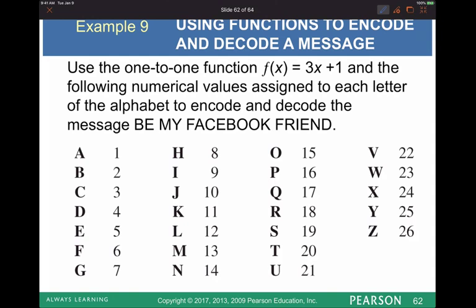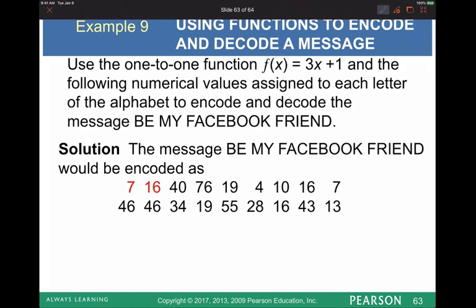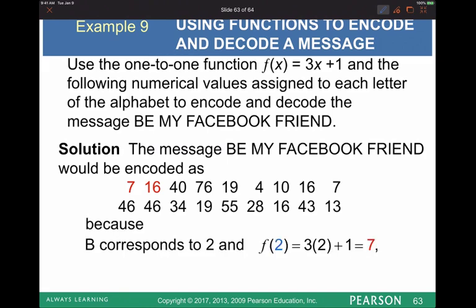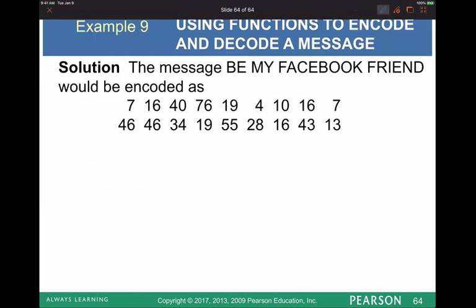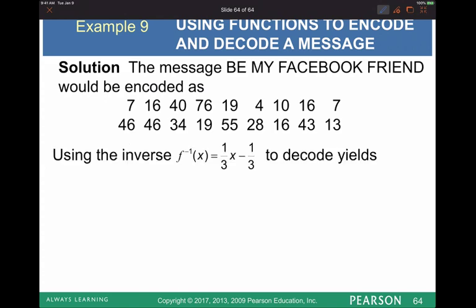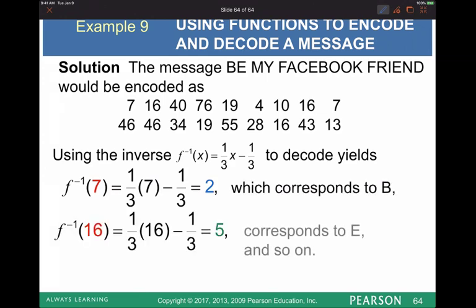But yeah, I want to make a coded message, and if you go through this example, instead of "be my Facebook friend," I'm gonna make a different code. And then if you're able to decode it, you know. What you see here would be the code for that message, and then you put those results into the inverse function to decode it. All right, so I'll make one for you all.